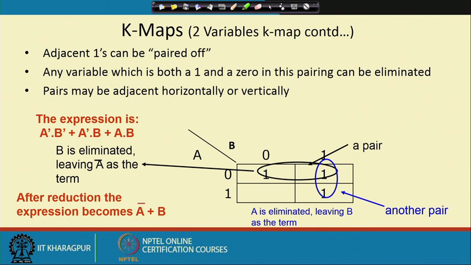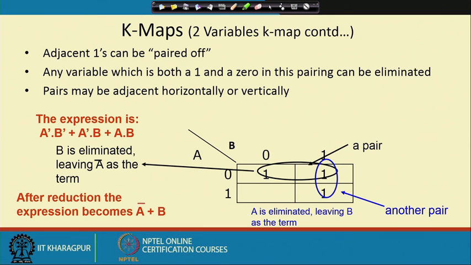So, 2 variable Karnaugh map. Adjacent ones can be paired off. We can do it like this. This is 1 and this is 1. These 2 can be paired together and we can get a pairing of them. So, if you look into this, the term that we have is A bar B bar plus A bar B.